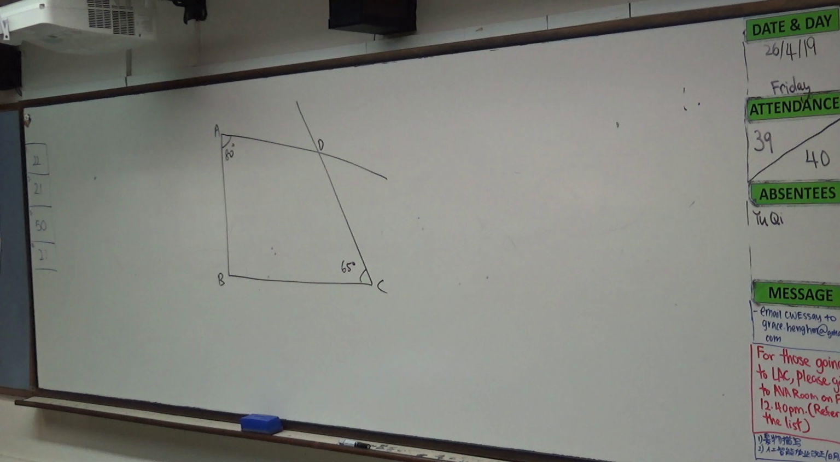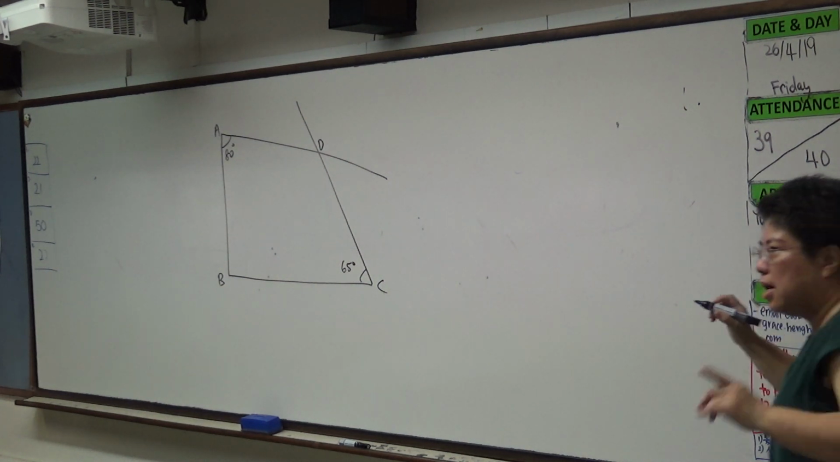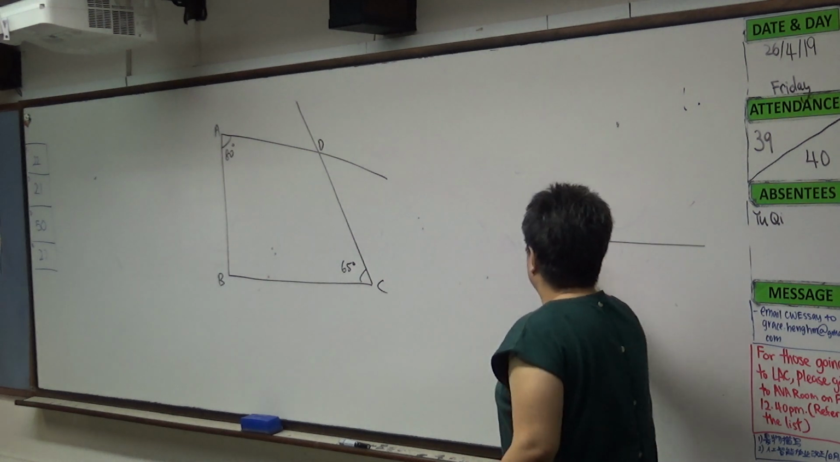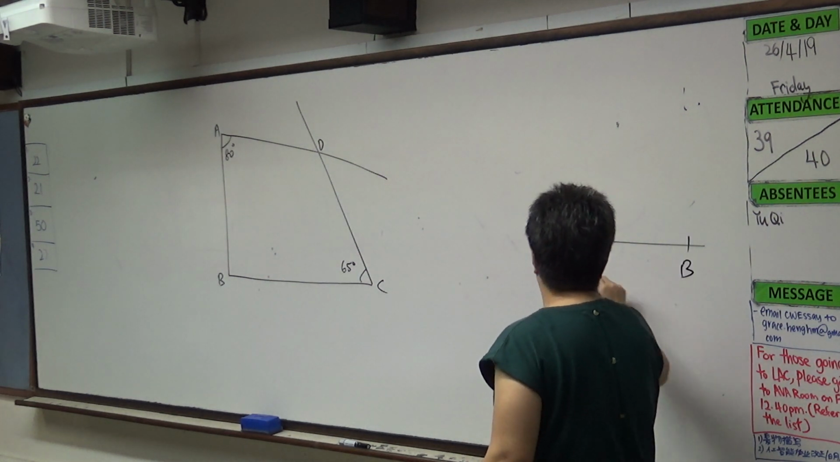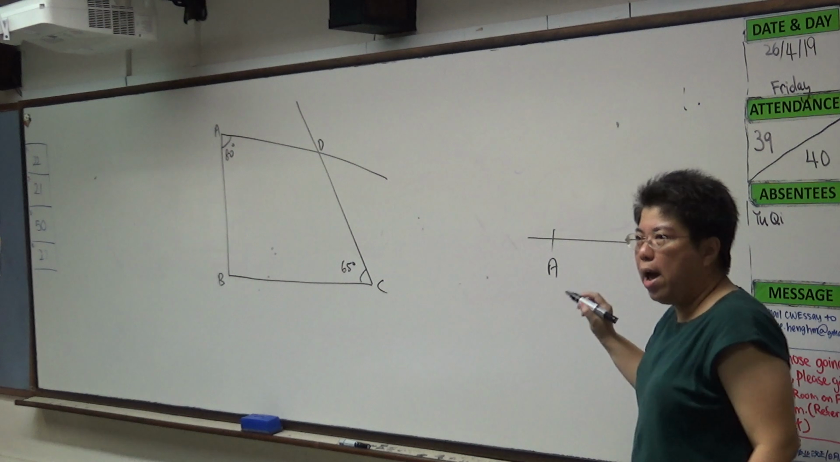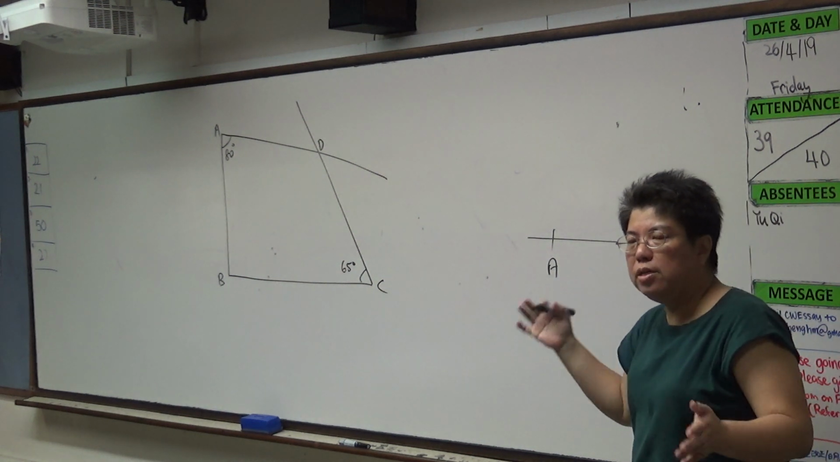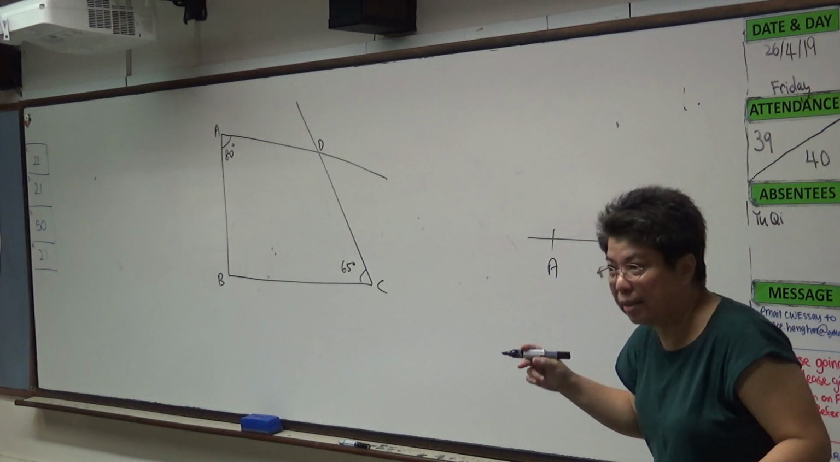A pole P is to be erected equidistant from towns A, B, and C. Okay, A, B, and C. By constructing perpendicular bisectors, find and label the position of the pole P. Now, last year I explained, but I think you forgot. Never mind. If I have a point A, B here, where will the points that are equidistant to it be? The perpendicular bisector, right?